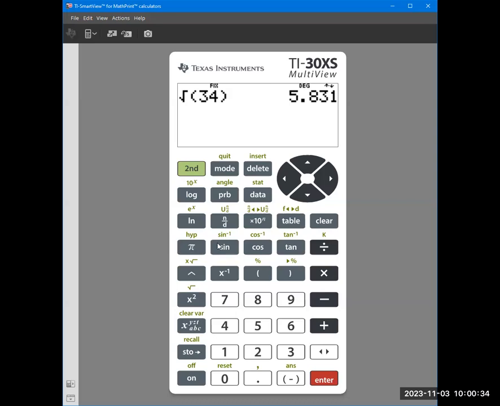All right. Let's look at the next one, the square root of 131. So 131 is between 121, which is 11 squared, and 144, which is 12 squared. So I should expect an answer between 11 and 12. And there it is, right? Exactly like I expected, an answer between 11 and 12.